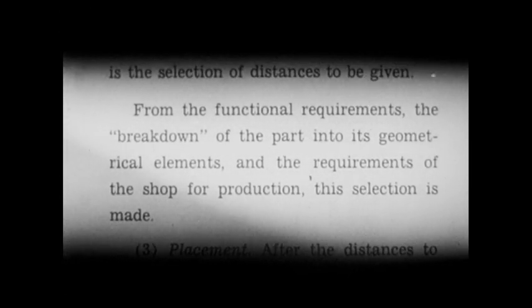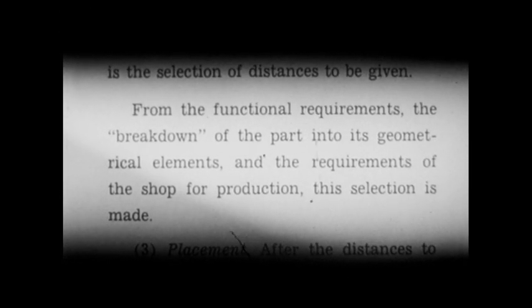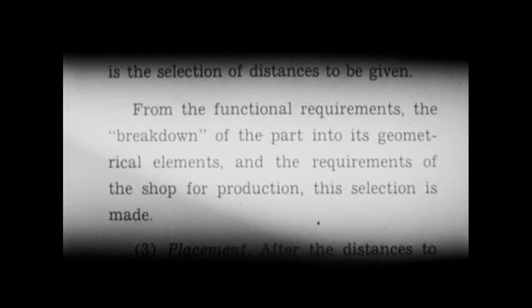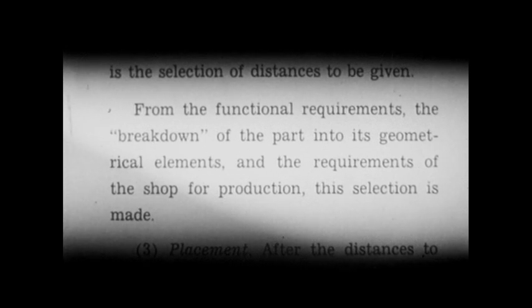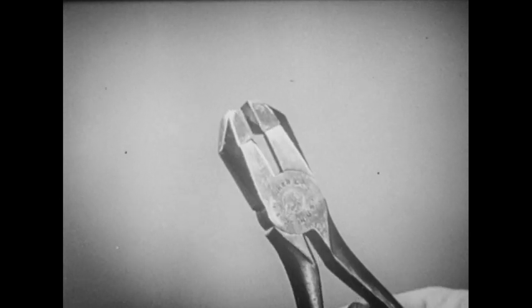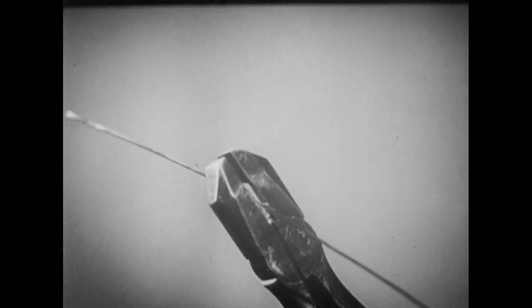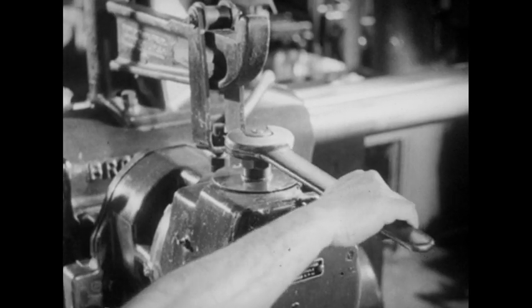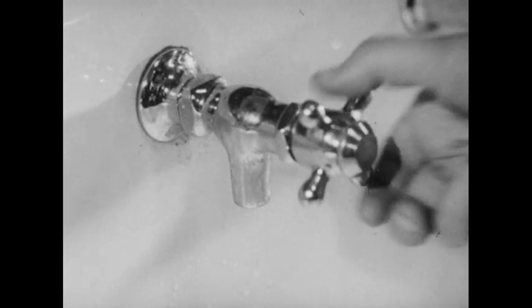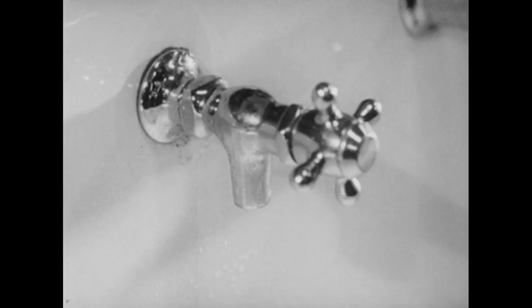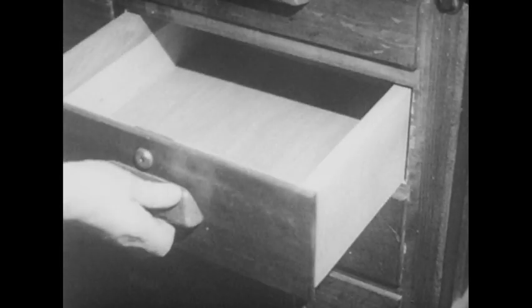How are these dimensions decided upon? From the functional requirements, the breakdown of the part into its geometrical elements, and the requirements of the shop for production, this selection is made. All parts of machines and structures have some function to perform. Pliers to cut, the wrench to tighten the bolt, the faucet to allow water to flow or stop it from flowing, the desk drawer to slide easily.